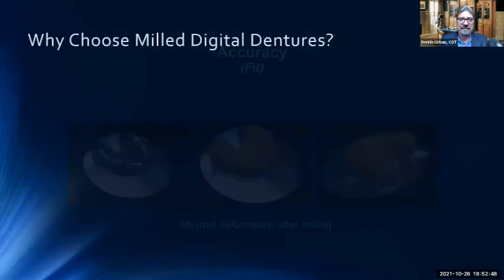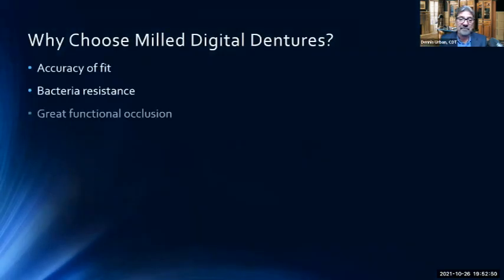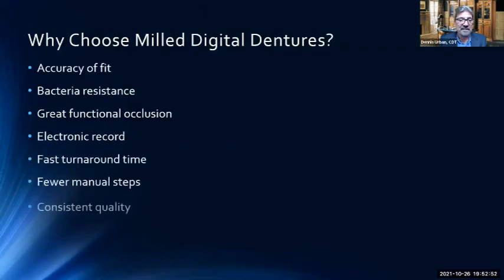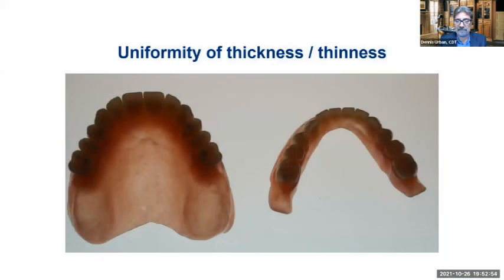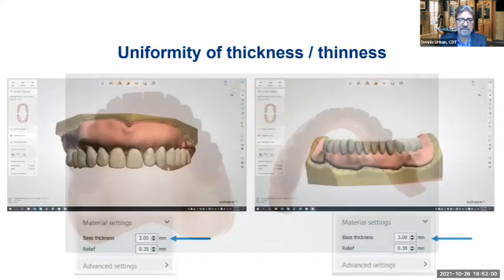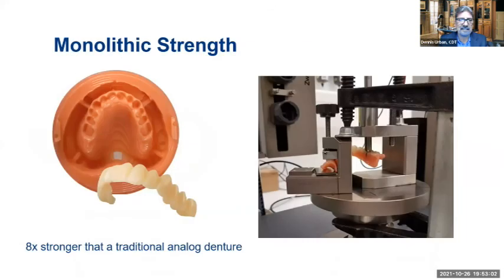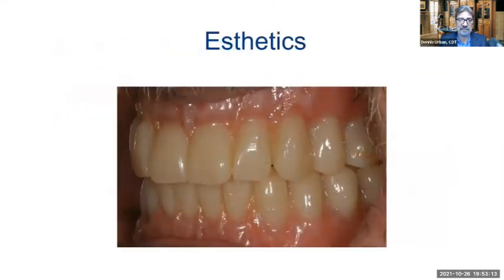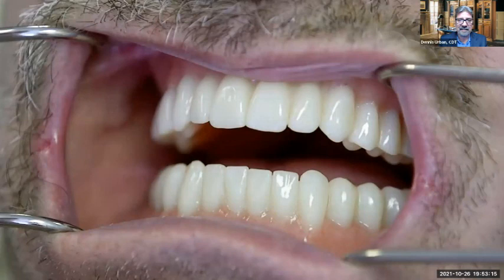Accuracy is great. Why choose milled dentures? Pretty much the same reasons you chose the printed dentures: accuracy, few manual steps, consistency. And if you always have that file there, you have uniformity of thickness and thinness on these types of dentures too, which is great. And they have the monolithic strength. If you're milling these denture teeth and milling that denture base, it's 8 times stronger than a traditional analog denture. It's amazing. The aesthetics are beautiful. And I'll show you how the retention looks too.